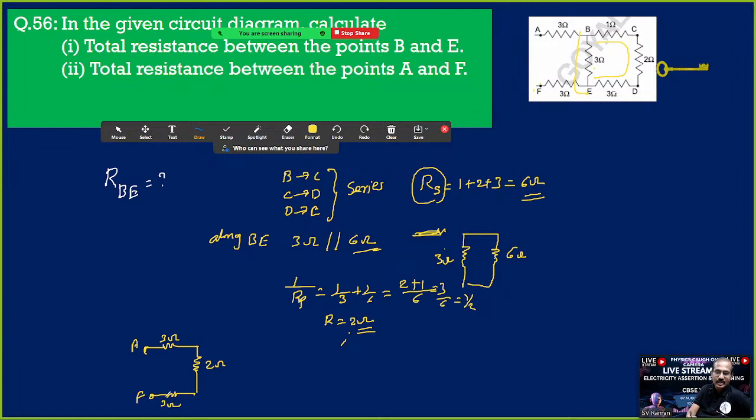Now there is series, again end to end connection. Total resultant resistance in series is equal to 3 ohms plus 2 ohms plus 3 ohms, which is equal to 8 ohms. That is the answer. So first question answer is 2 ohms. Second question answer is 8 ohms. If you write this way, you will get complete 3 marks.